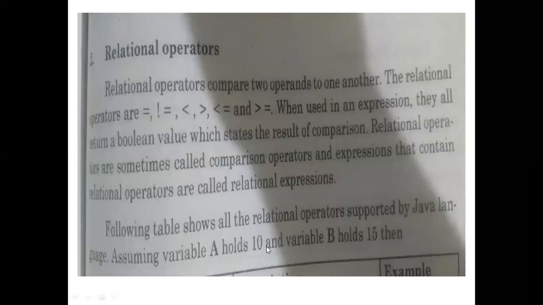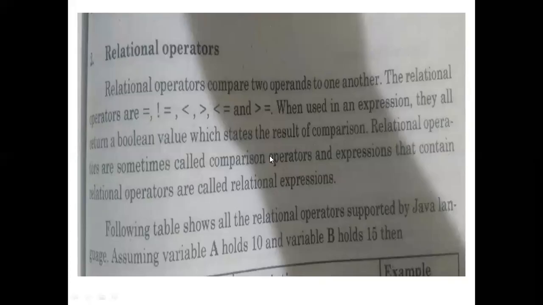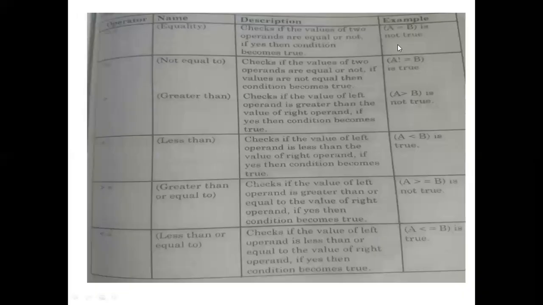The value of A is 10. Suppose the value of B is 15. Then this equal to is known as equality operator. So it will check if the values of two operands are equal or not. If yes, then the condition becomes true. So A equal to B is not true because here A is 10 and B is 15. So A is not equal to B. That's why it is not true.